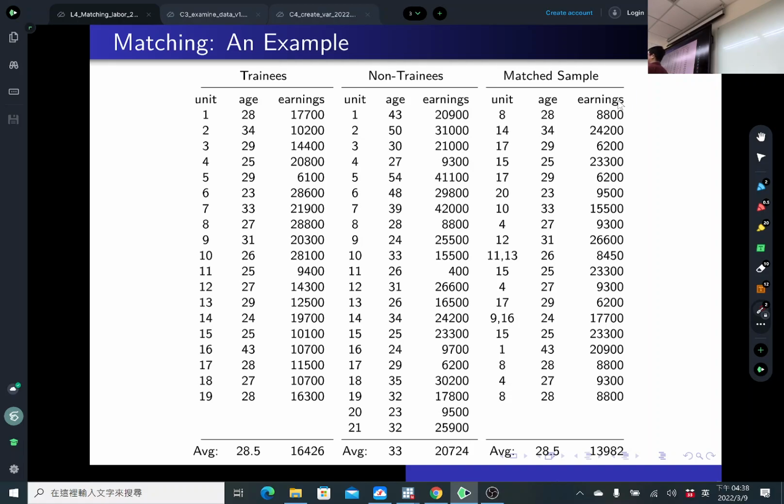Yeah. In practice, people might use the propensity score rather than match on each characteristic. Because here I just use one variable, one characteristic, and you can find the procedure is quite messy. But if you have 2, 3, a lot of dimensions, it gets harder. Any other questions?